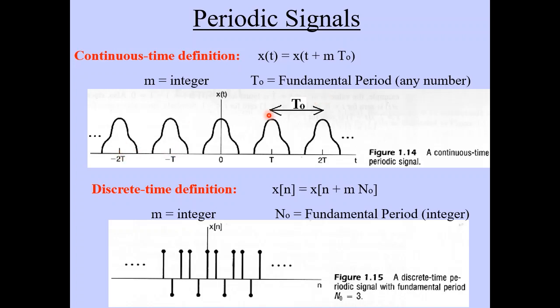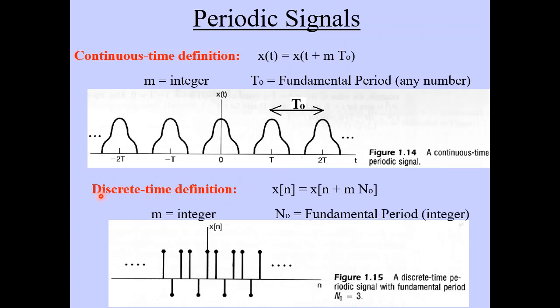The distance between any two points on these curves, for example, from peak to peak, is by definition the fundamental period. And notice I'm using t naught here. The book just uses uppercase T. They basically mean the same thing here.